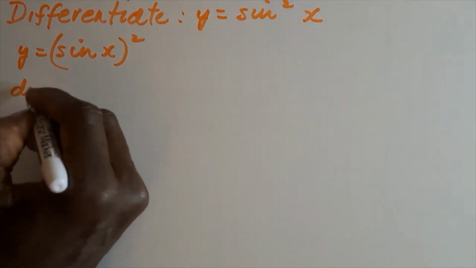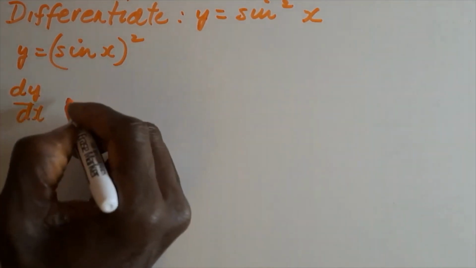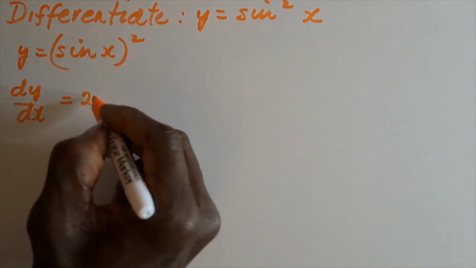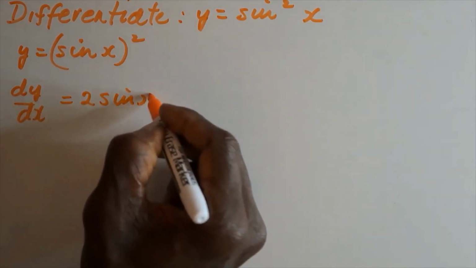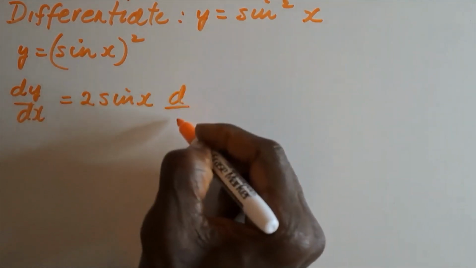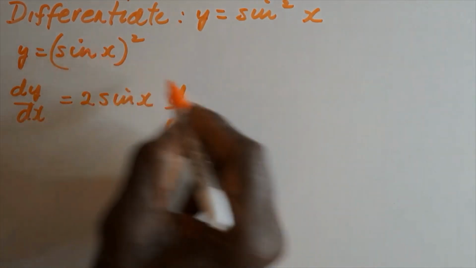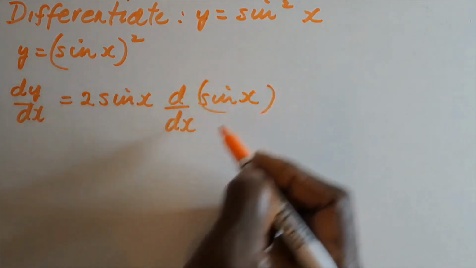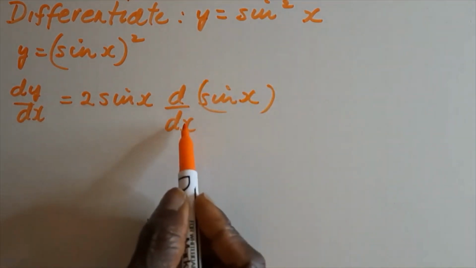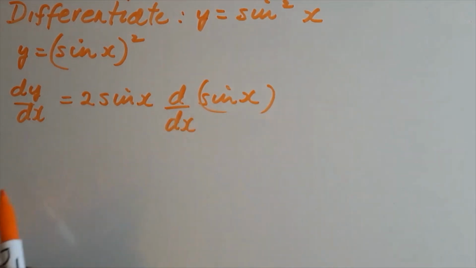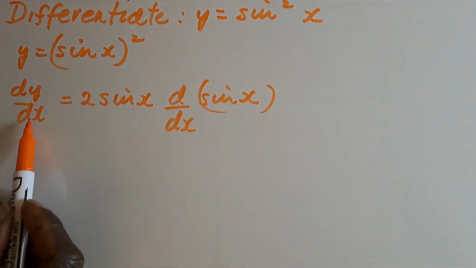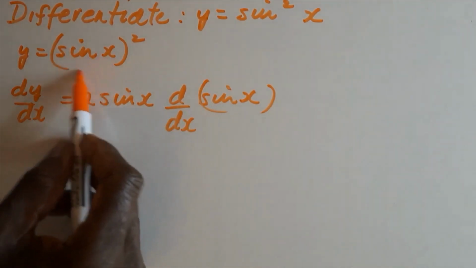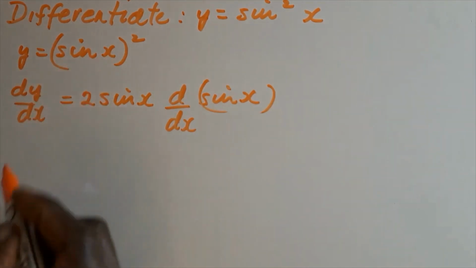Now if we differentiate this, dy dx, and we differentiate this as it is, so that's 2 sine x, and then we differentiate what's inside the brackets, which is sine x. Remember, this is an operator operating on whatever function it is. Here d dx is operating on y, which is all of it. Here now we're dealing with what's inside the brackets, a function of a function.